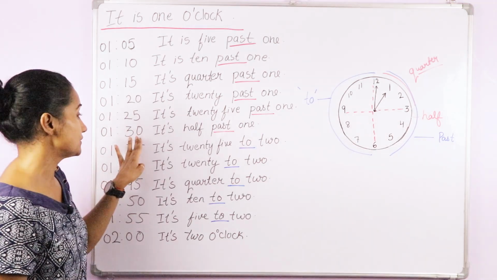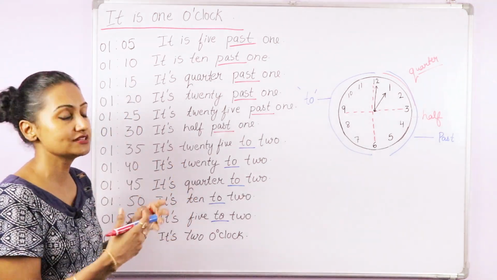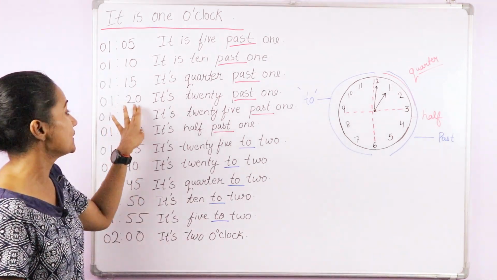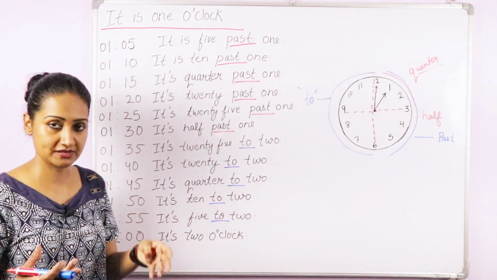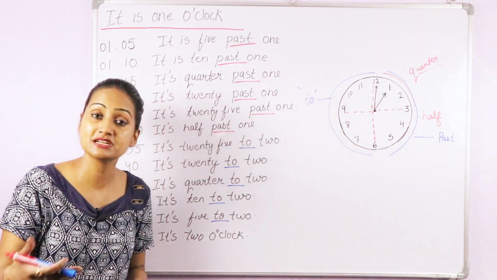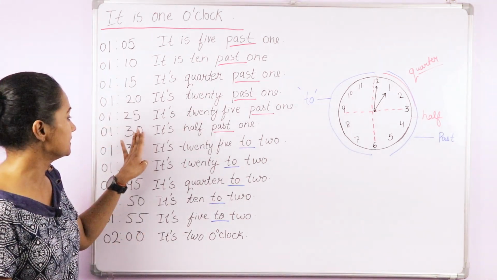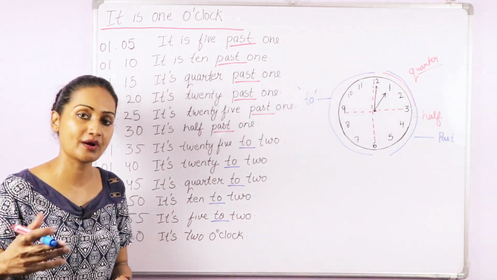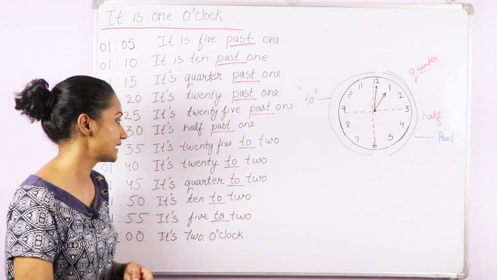Next is 1:30. Why have I written it like this? Because generally we round off the minutes. For example, if it's 23 or 24 minutes, for example 1 hour and 24 minutes, we round off. 23 minutes we round off to 1:25. Same here, if it's 25, 26, 27, 28, we round off to 1:30. So this way we tell the time. Generally we round off the timing.